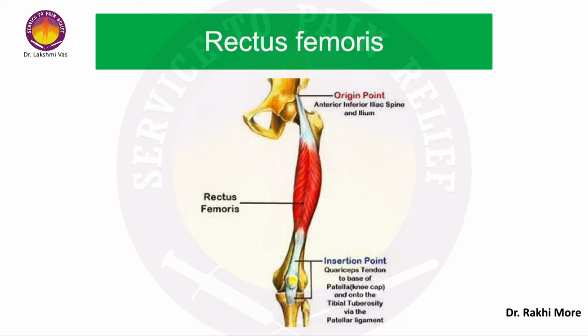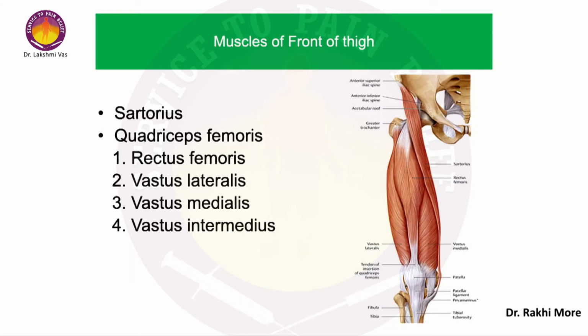The next muscle is the rectus femoris, which forms part of the quadriceps femoris. Now quadriceps femoris, the name suggests that there are 4 muscles in this group, that is the rectus femoris, the vastus lateralis, vastus medialis, and the vastus intermedius.